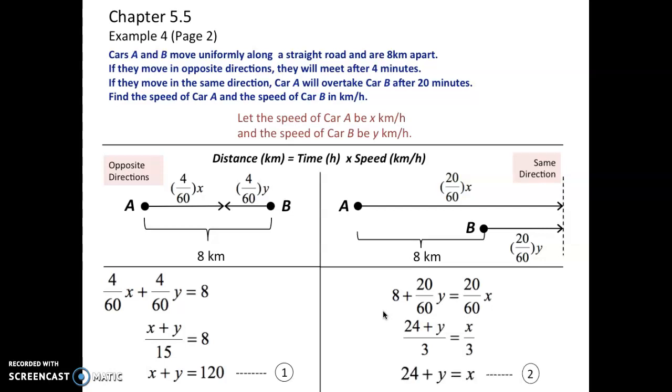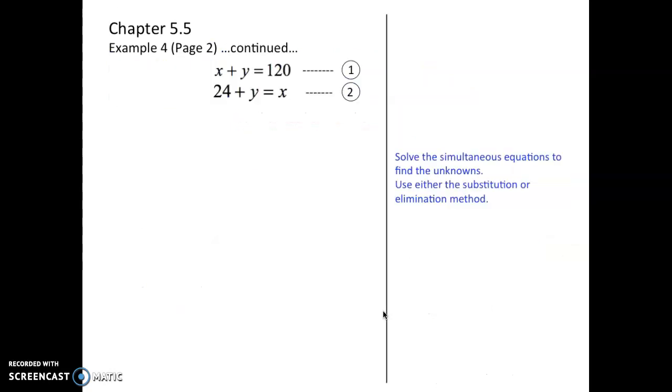When your denominators are the same, you can cancel both of them out. Or rather, you might want to think of it as multiplying 3 to both sides of the equation. Alright, so with this, I have my second equation formed. So, now we want to solve our two equations simultaneously to find our unknowns x and y. Once again, you can choose between the substitution or the elimination method.